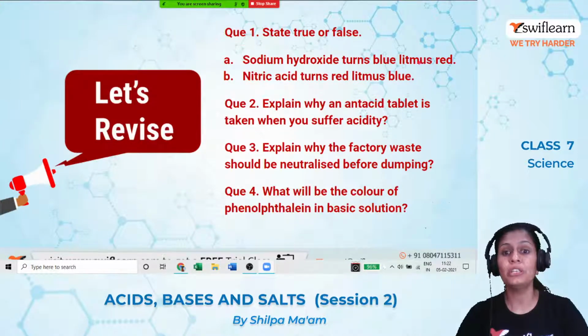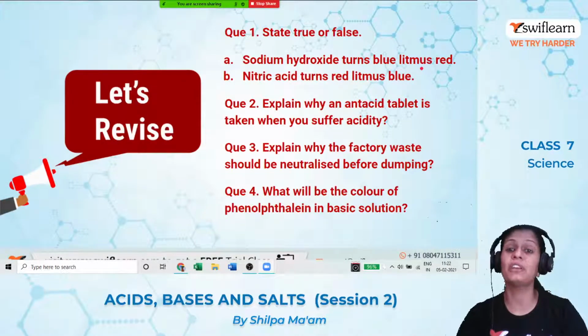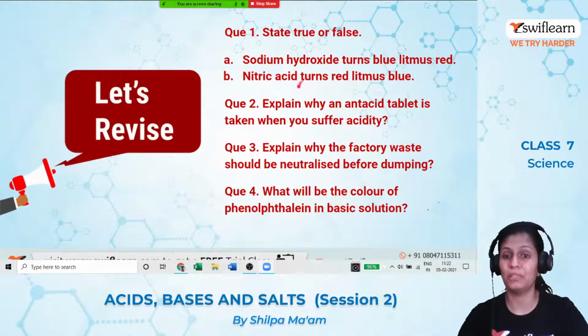Now, sodium hydroxide turns blue litmus red. Sodium hydroxide is a base. Will it turn blue litmus red or red litmus blue? Sodium hydroxide turning blue litmus red is wrong, because blue litmus red is for acid. That is, this statement is incorrect. Nitric acid, red litmus blue, this is again incorrect. They have to be vice versa. Sodium hydroxide, red litmus blue, and nitric acid, blue litmus red.